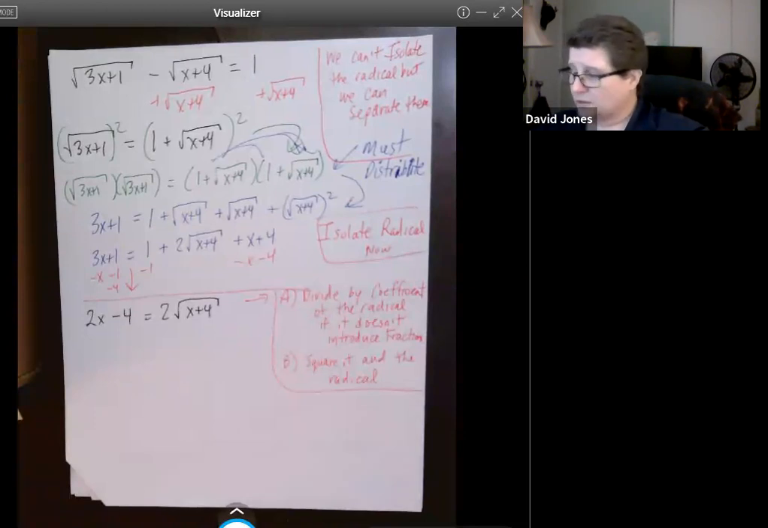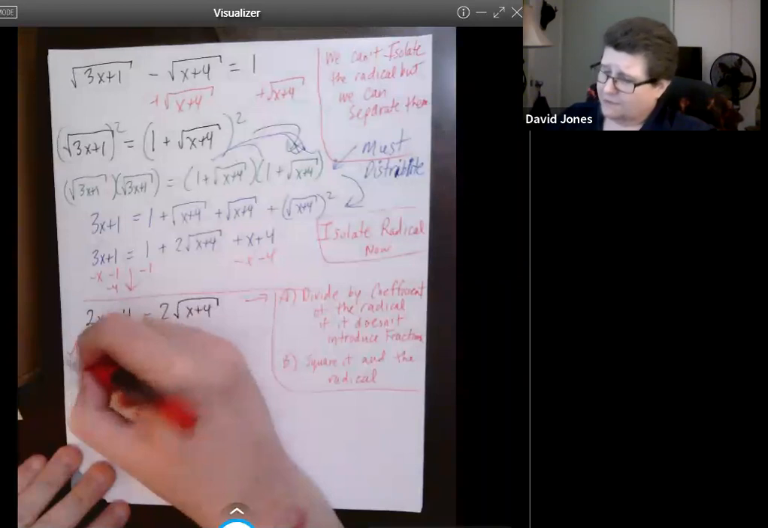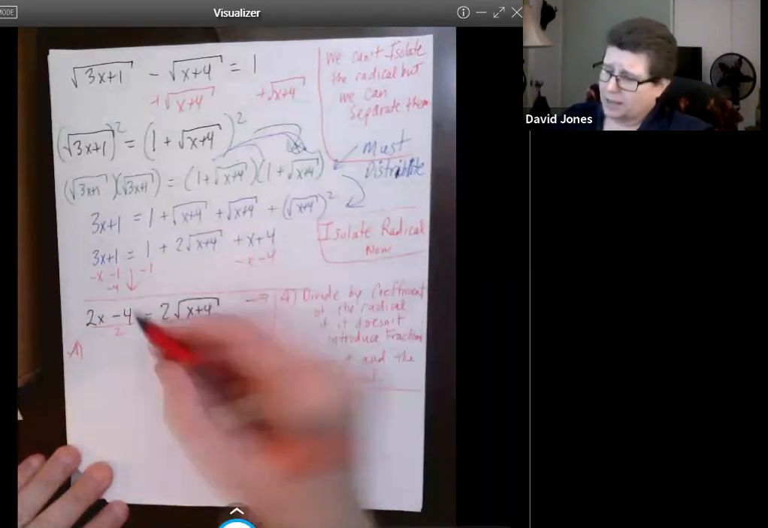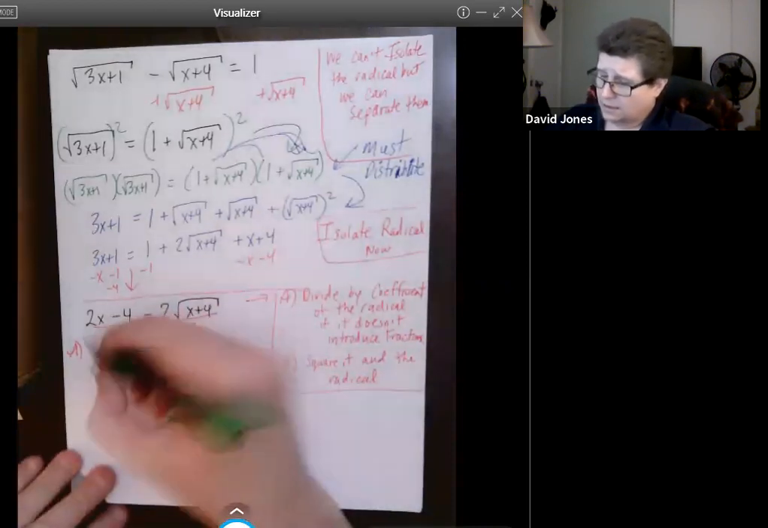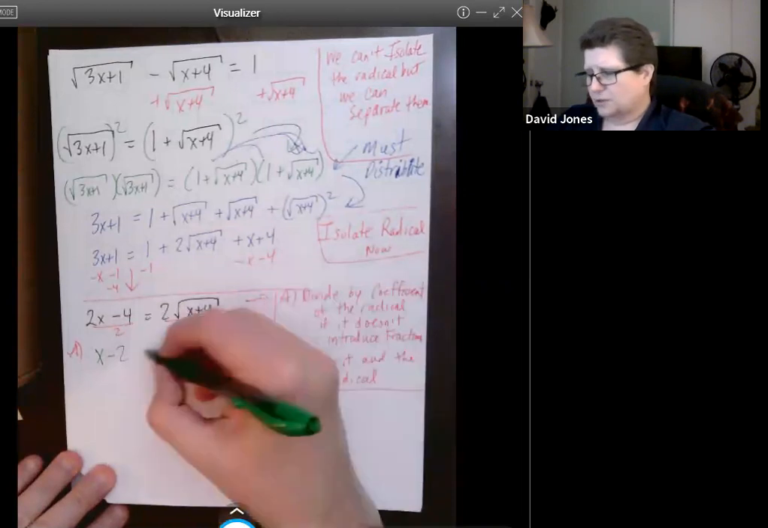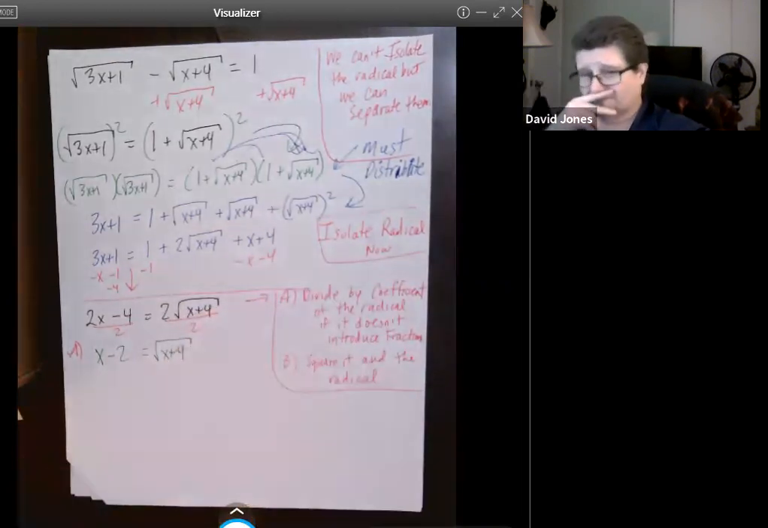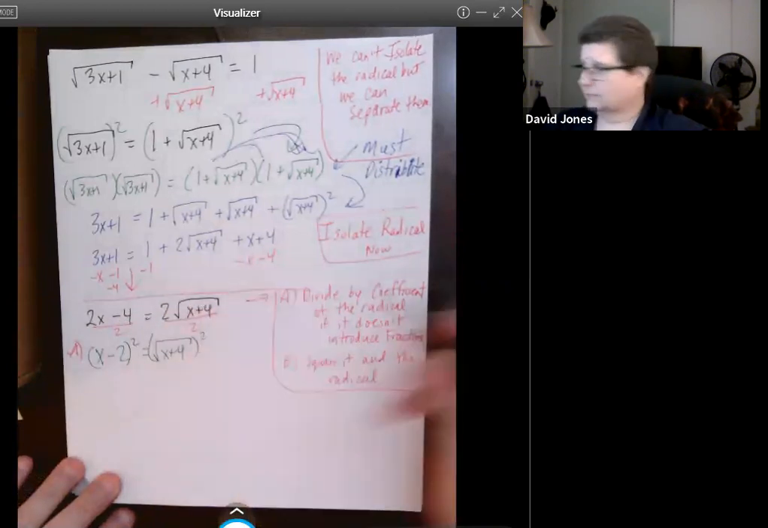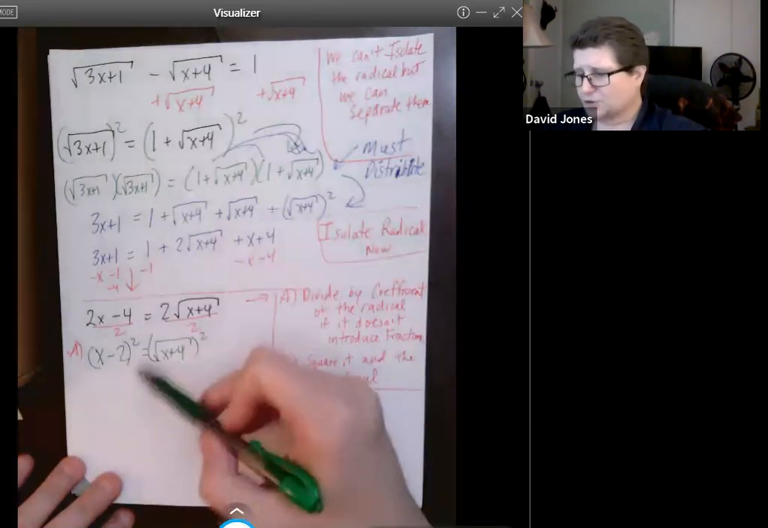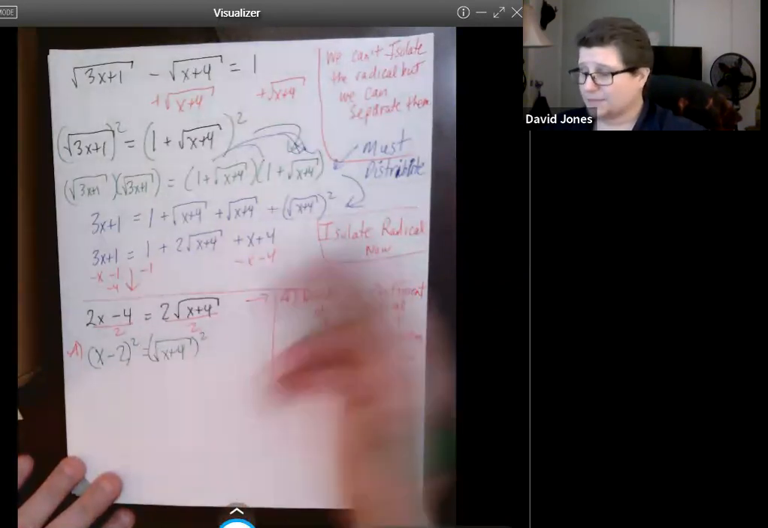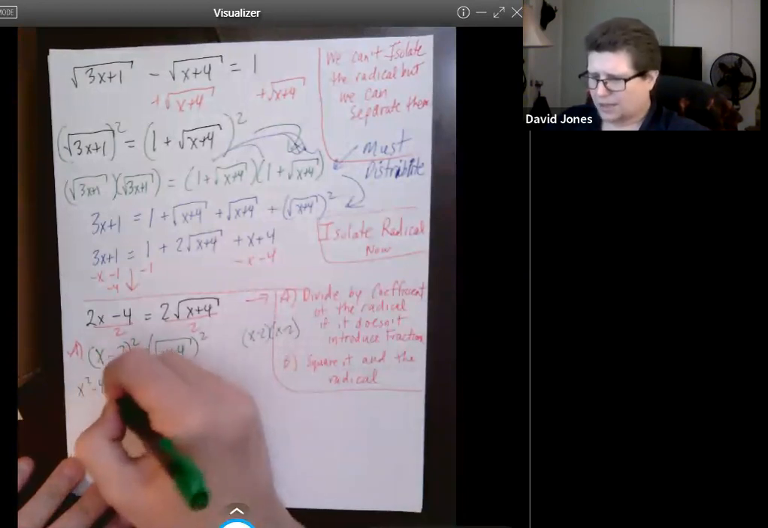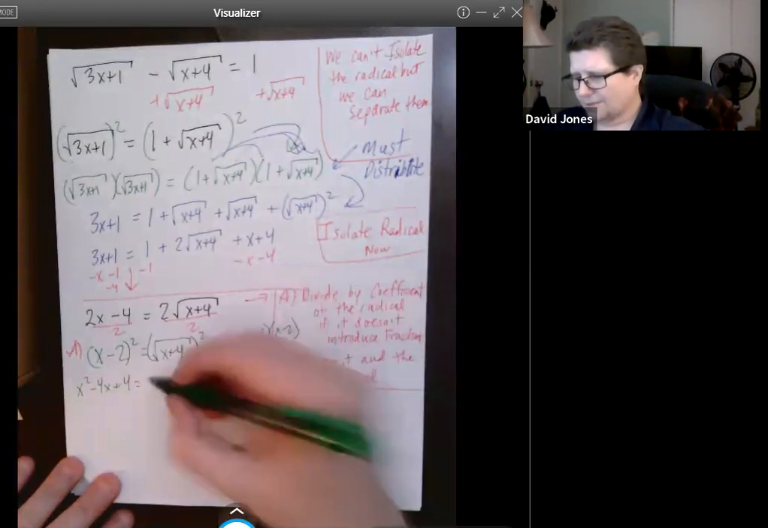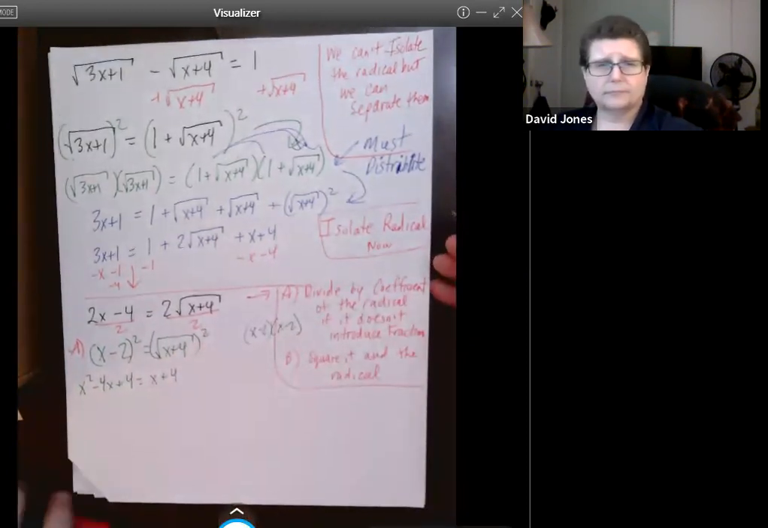This one I can divide by 2. So if I do option A here, I'll divide by 2 on both sides. And I get 2x divided by 2 is x. And negative 4 divided by 2 is negative 2. And I get the square root of x plus 4. Now I can square both sides to clear the radical. And recall, x minus 2 squared is x minus 2 times x minus 2. You multiply that out, you get x squared minus 4x plus 4 equals, on the right side, we've got x plus 4.